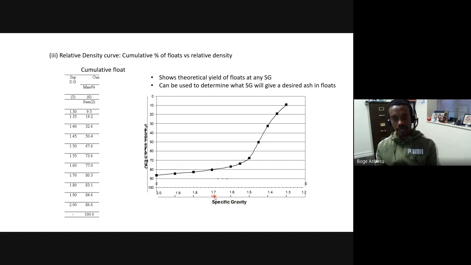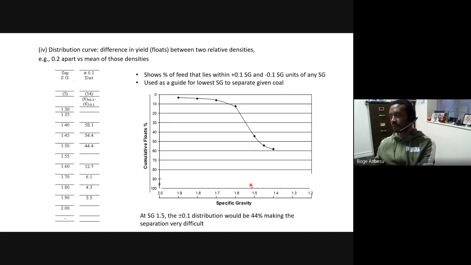So again, I'm also playing with what sort of media do I need to select when doing my sink and float. Okay, so do I use 1.2 or do I use 1.6 or do I use 1.8? Depends on what is my target recovery. And in this case, I can easily work those out. Okay, but for a given media density, I can work out what is my expected recovery and what my expected loss. Okay, so this can be used for that particular case.